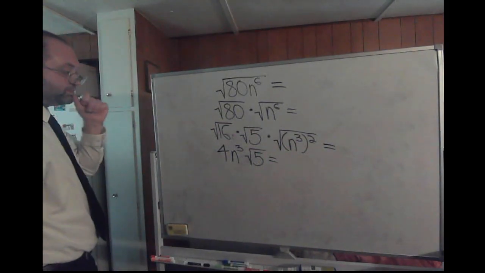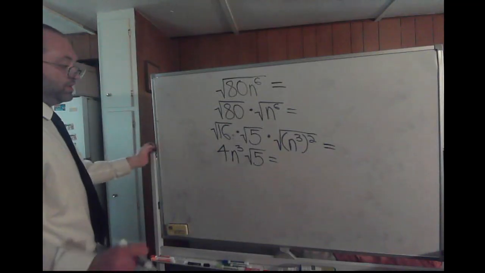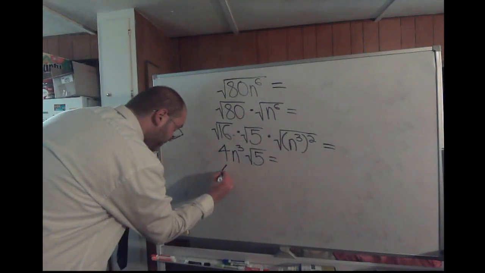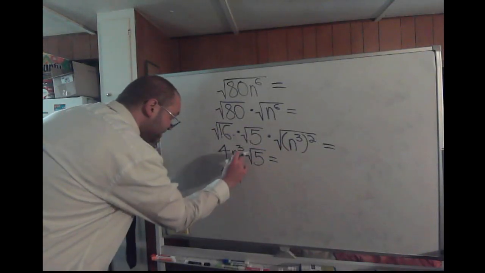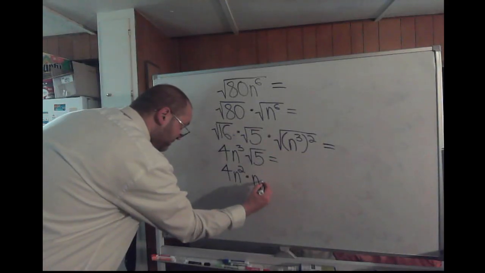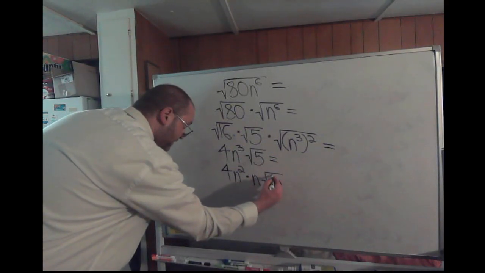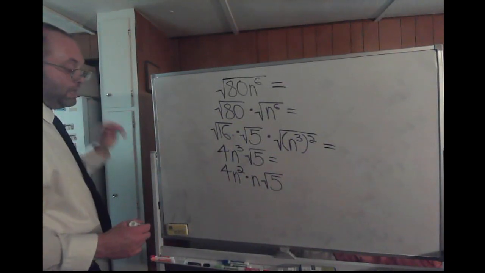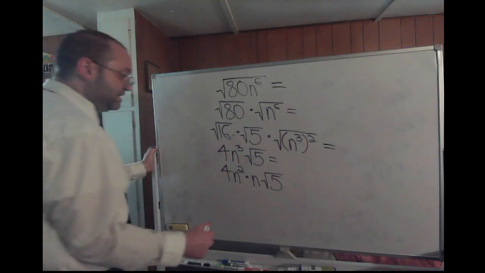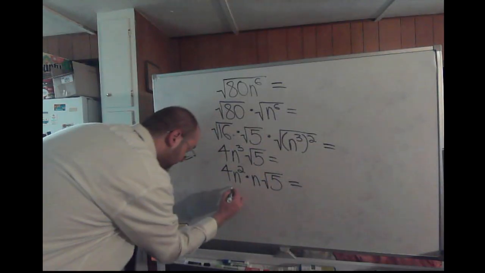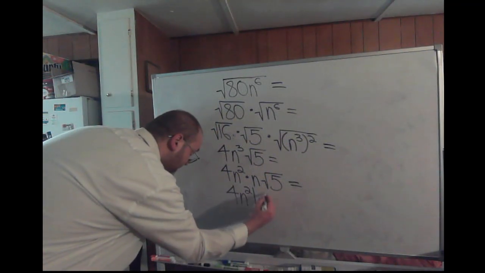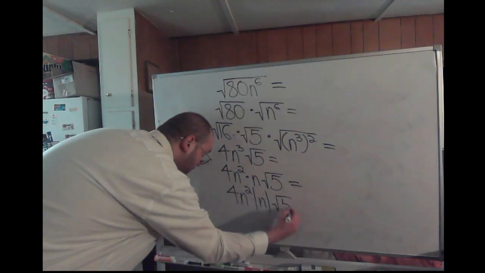But there is another thing here. We want our answer to always be positive. So we have 4 times n to the third, which is n to the second times n, times the square root of 5. We want the answer to always be positive. So in actuality, it needs to be 4n squared times the absolute value of n times the square root of 5.